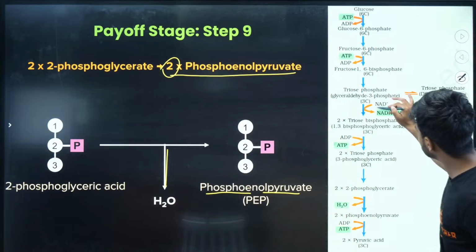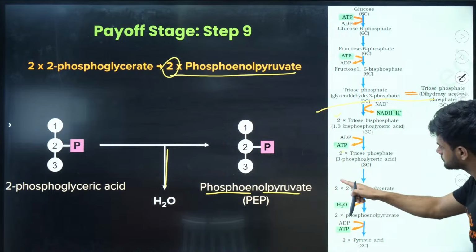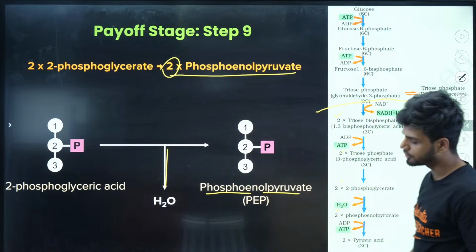After this point onwards, everywhere we have double double. Why double double? Because of the isomerization. Okay, and the last step.